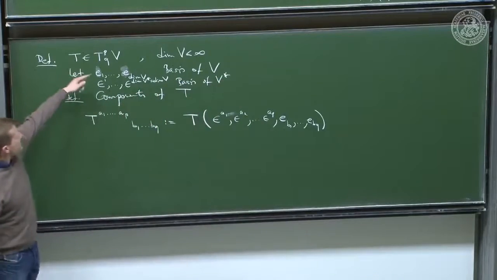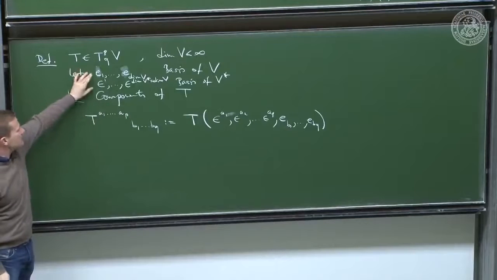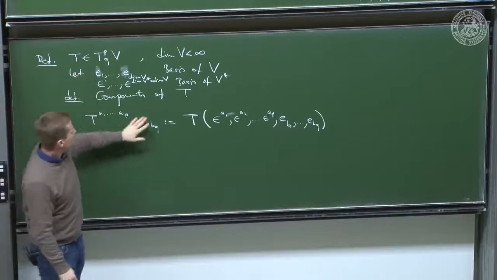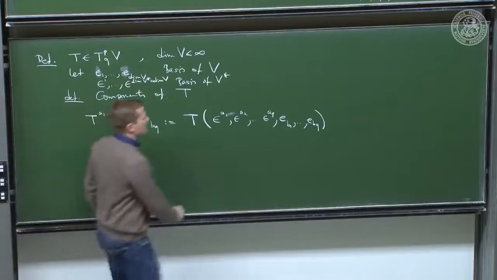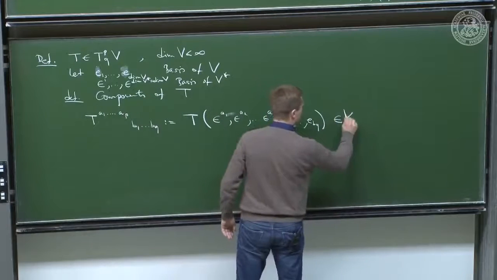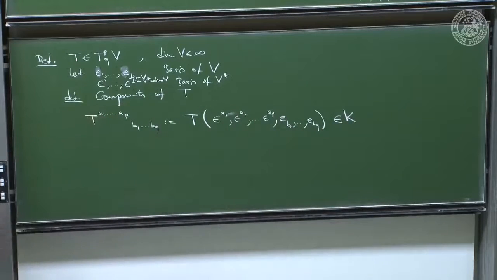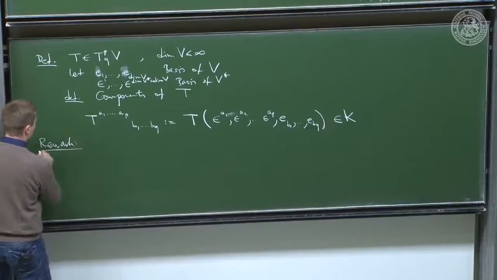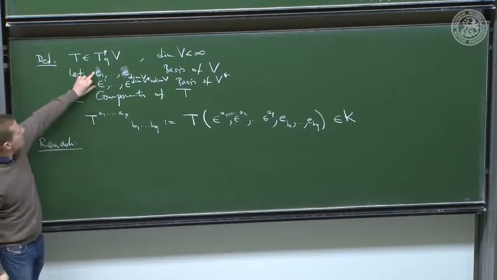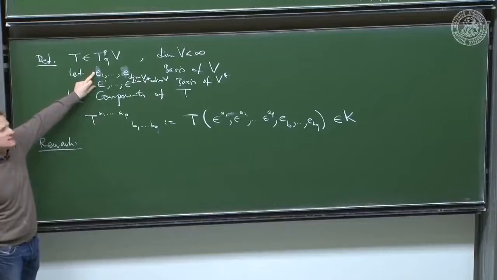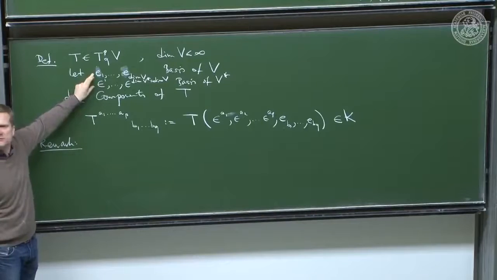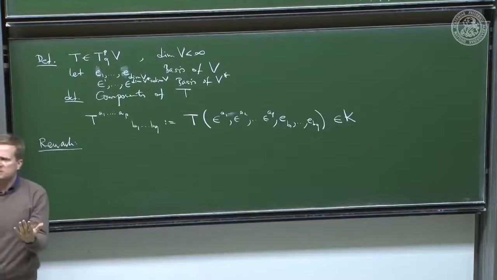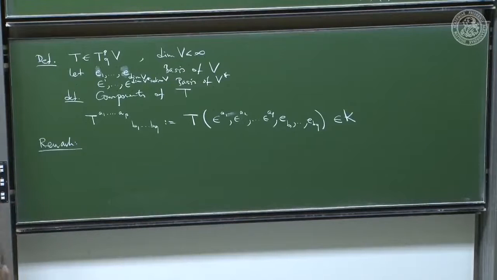So you choose a basis on V and you choose a basis on V star, and then you can define the components of any tensor. And you see all these components are numbers in the underlying field, say the real numbers. Those are the components of a tensor. However, remark, usually one does not choose independent bases on V and V star. You can do this. These are two vector spaces. You can choose a basis here, you can choose another basis there.